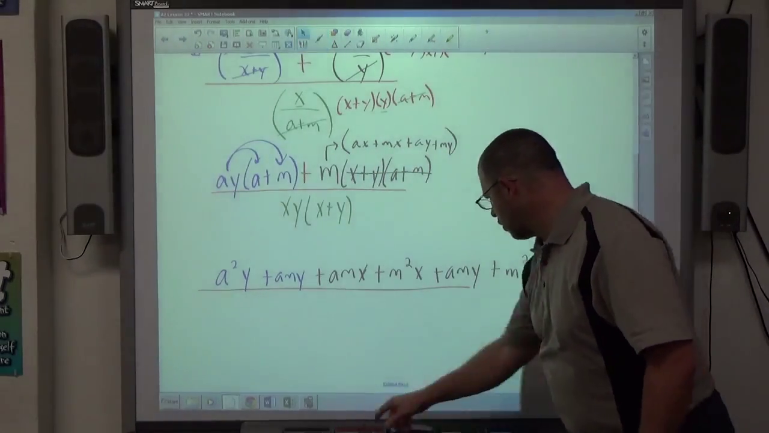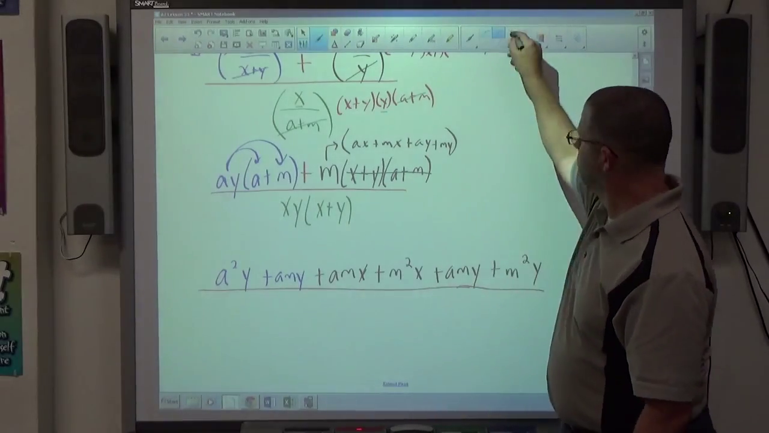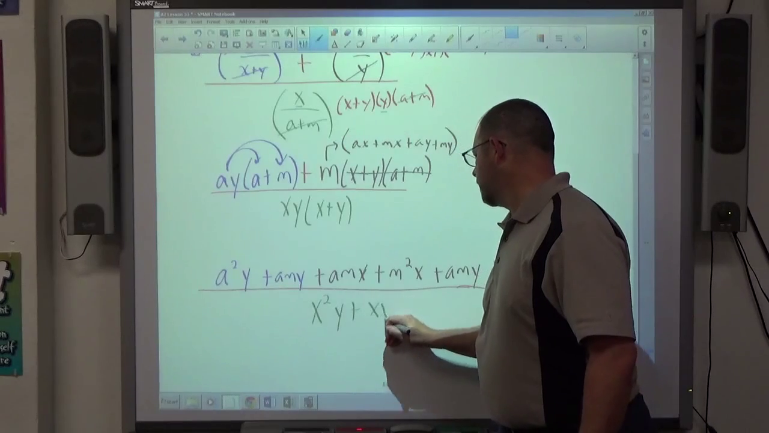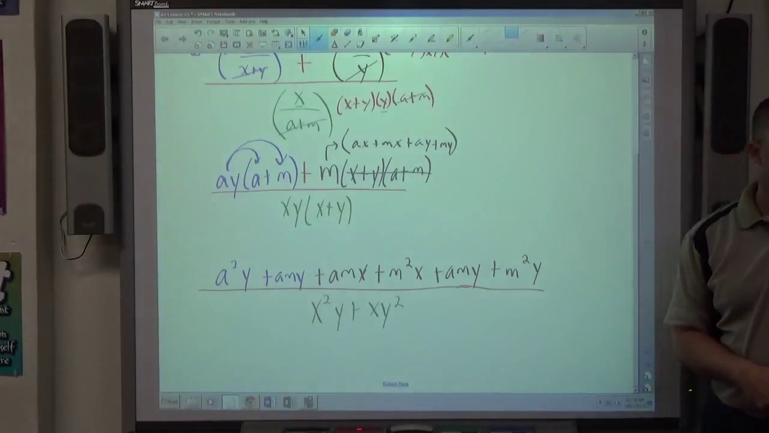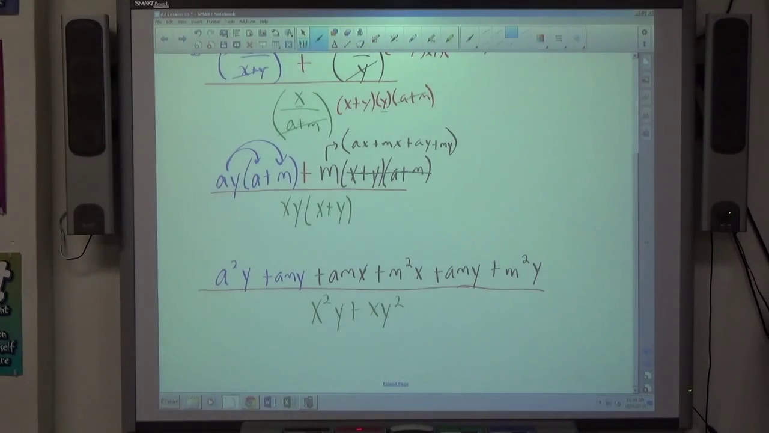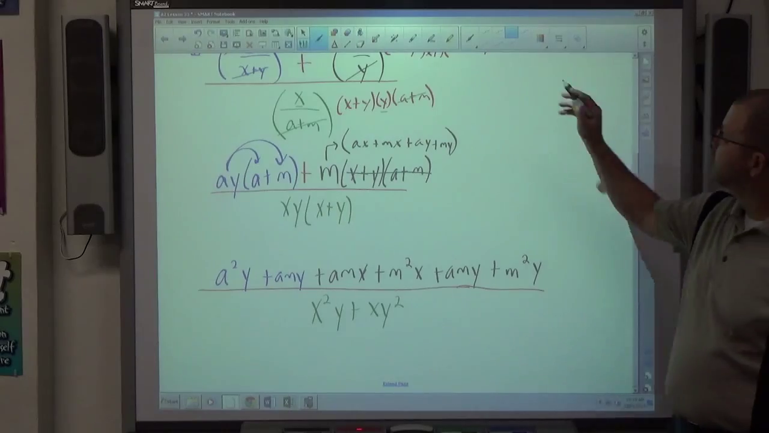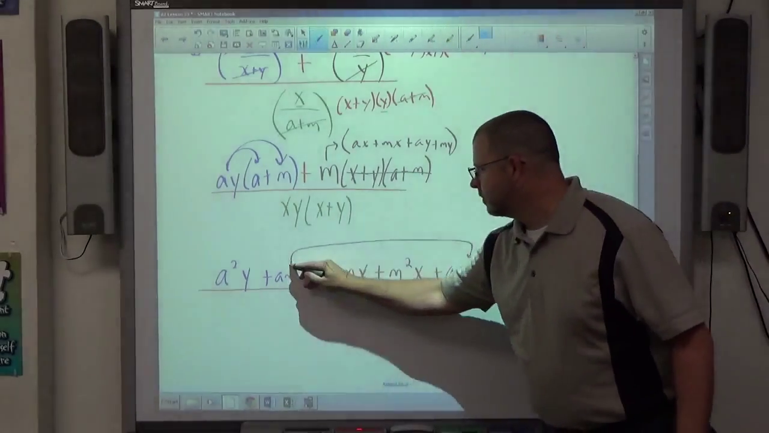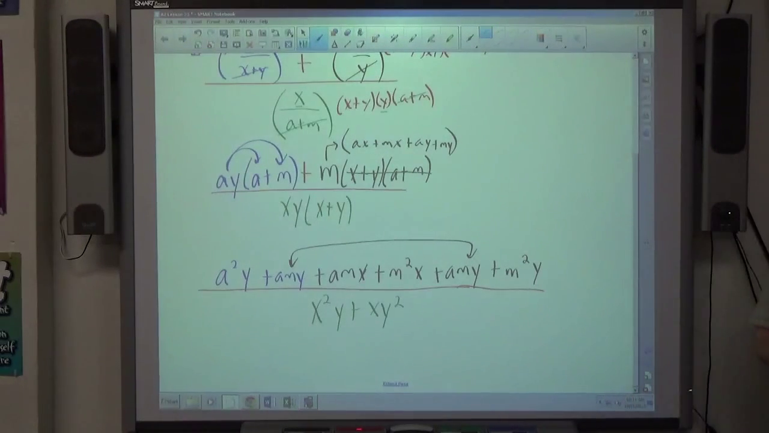And all that goes over x squared y plus xy squared. Looking at that, does that look good? No. Anything else we can do? Not quite. Okay. There are two amy's there, right?